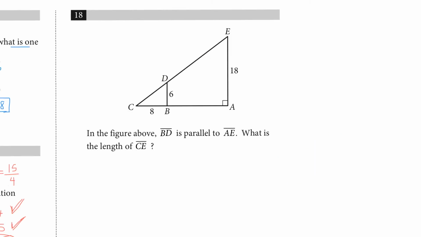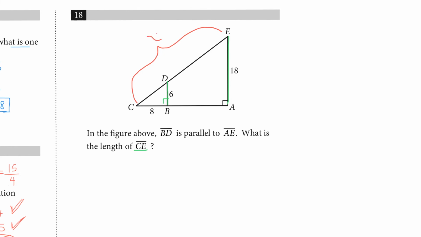Okay, problem number 18. We have a right triangle and we have another little right triangle inside. In the figure above, it says BD, this right here, is parallel to AE. So these two are parallel. So that means if angle A is a right angle, this would also be a little right angle there. Okay? And that makes those two triangles similar. What is the length of CE? So CE would be the large hypotenuse. So I'm going to put here from here to here, CE. That's what we're looking for.